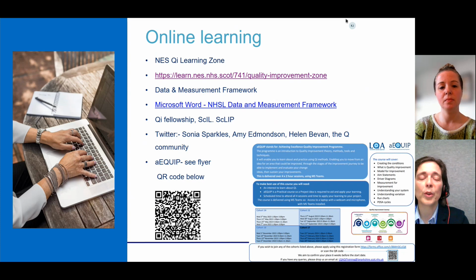There's also quality improvement training that NESS organise. So there's a QI fellowship, and the Scottish Improvement Leaders course, SCLIP, that's the Scottish Leaders, Coaching and Improvement course. On Twitter, as Elise mentioned, you can see Sonia Sparkles, Amy Edmondson talks about psychological safety, and Helen Bevan tweets loads of things, so you get some amazing resources there. And the QI community is something you can join, and they have events as well.